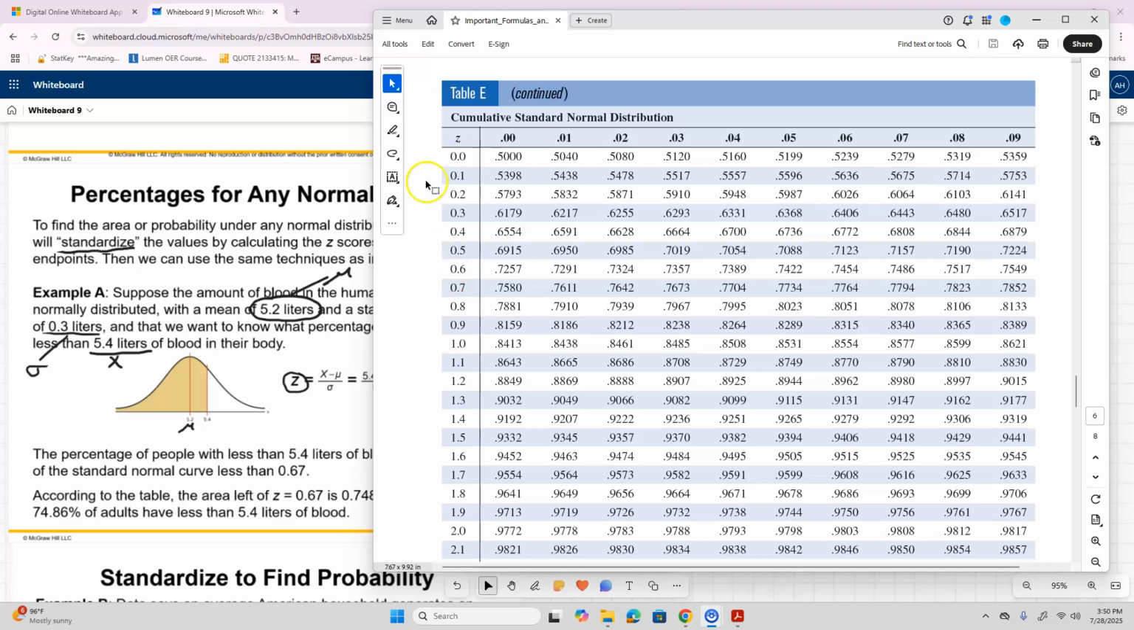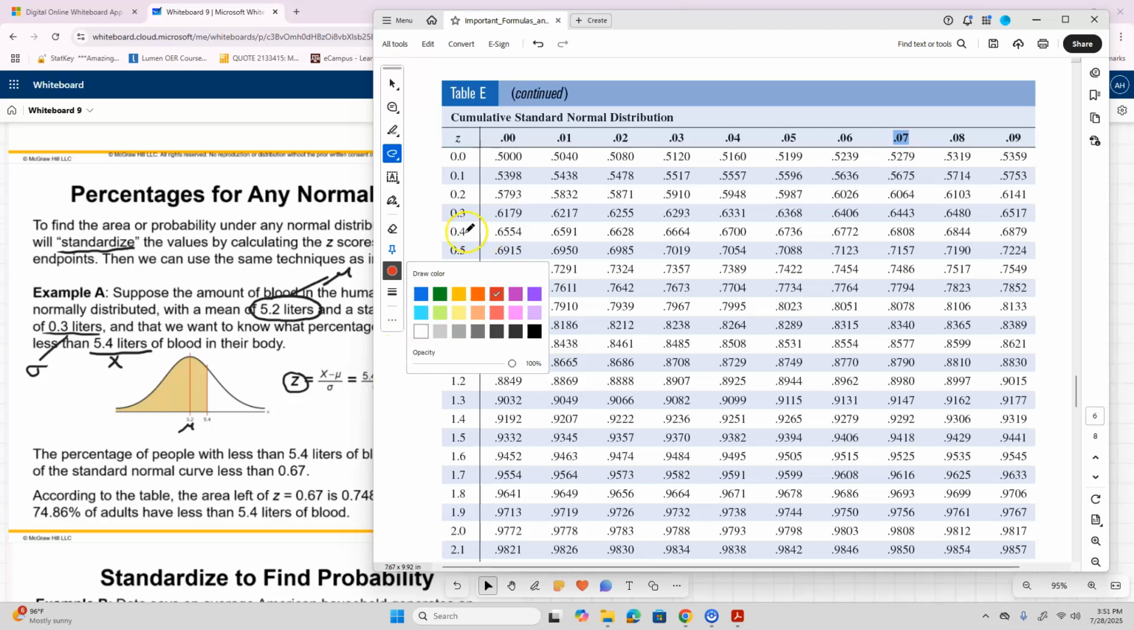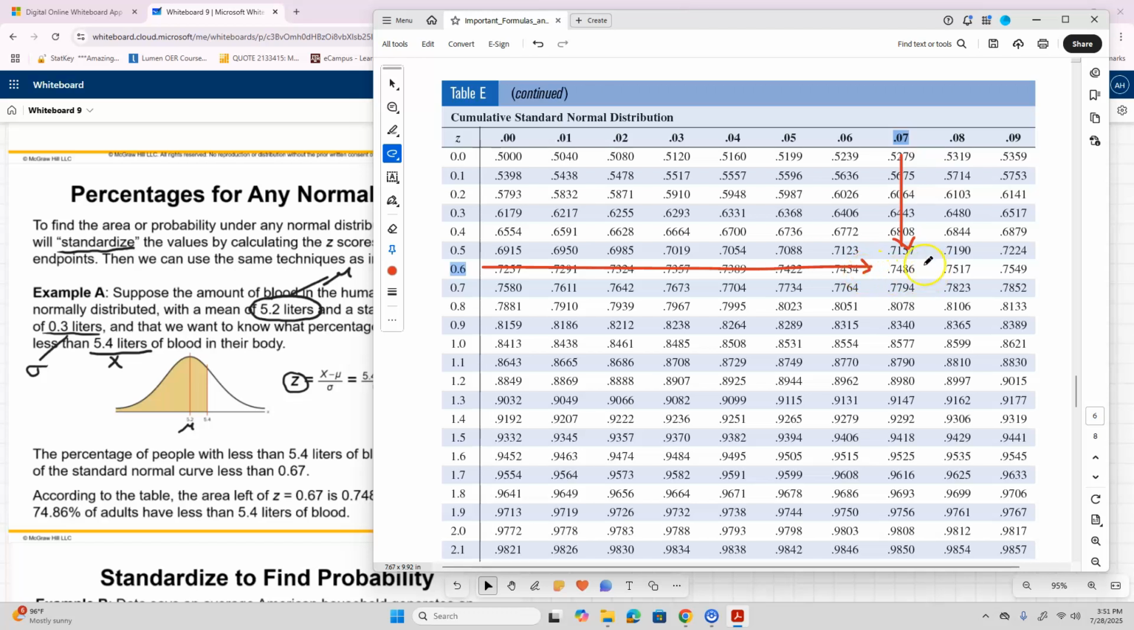So we're going to look for 0.67. So 0.6 is here. 7 would be this column. And so now we should be able to draw from, if we come down from the 0.07 and over from the 0.6, we get 0.7486. Okay, so that's our value.